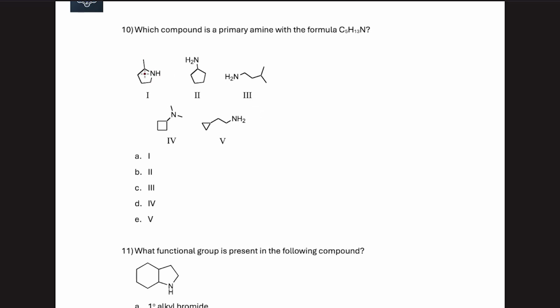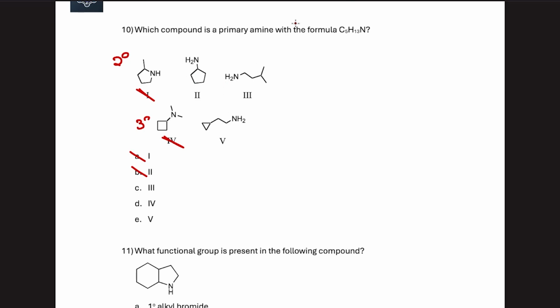This one is definitely not primary. It's connected to 2 other carbons. This one is also definitely not primary. It's connected to 3 other carbons. So we can say that this is secondary, this is tertiary. And so we definitely can eliminate answer choice 1 and answer choice 4. So we know that these are all primary amines.